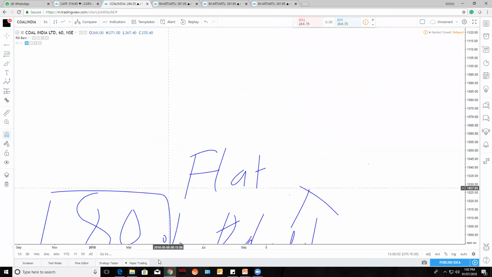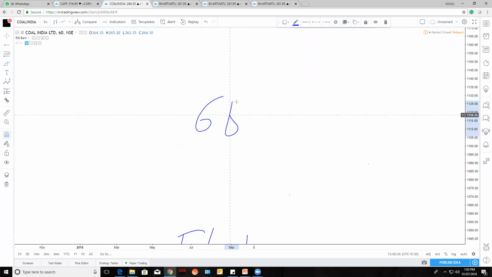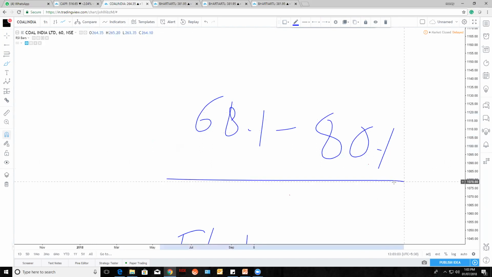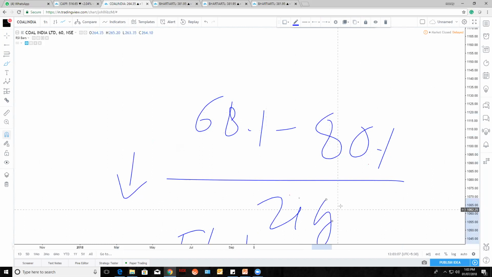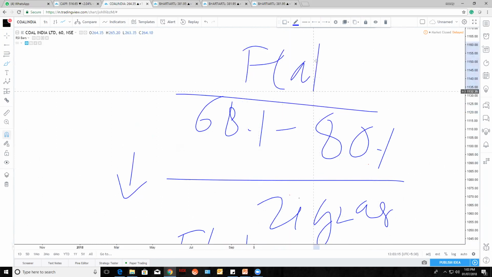Remember this. Once again, I will tell. If a retracement is, let's say, 61.8% to 80%, if it is less than this, it will be a zigzag correction. If it is more than this, the possibility is a flat correction. Getting my point? This is the only difference between a flat and a zigzag correction.